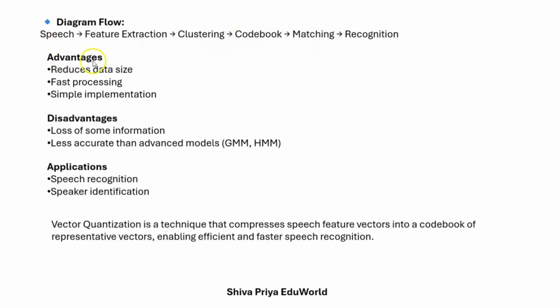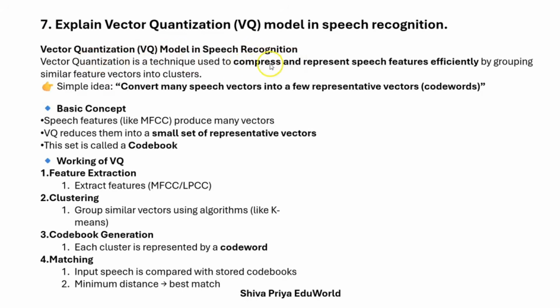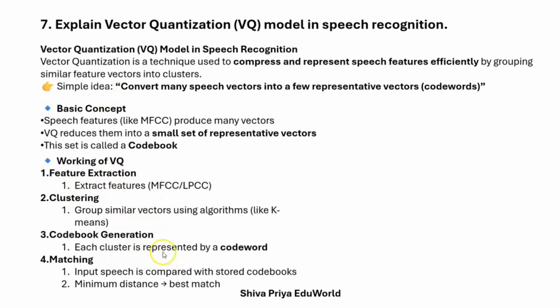The advantages of vector quantization are that it reduces the data size, because we are compressing the data. It will compress the data, right? And fast processing. When we compress the data, processing happens quickly. Simple implementation is also there. As I told you, this is the working process of VQ.